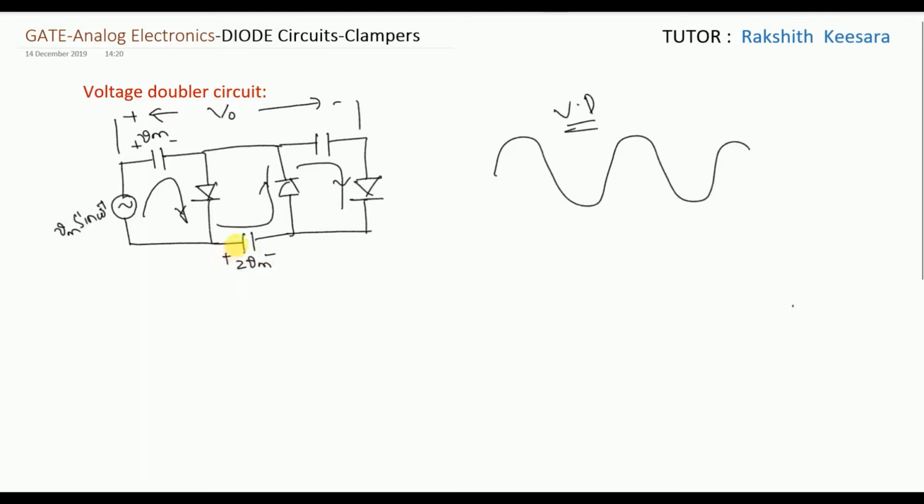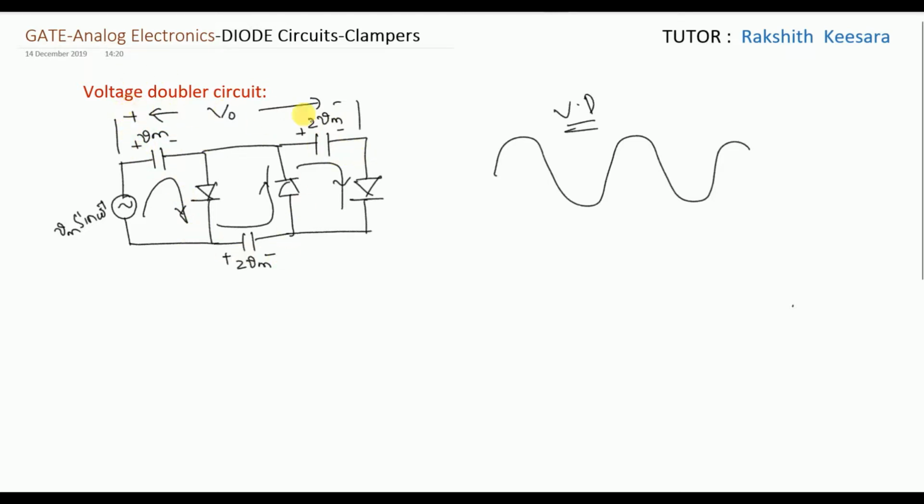Plus minus. Wherever the current is entering, it is the plus terminal. The remaining is the minus terminal. Next, it is going like this and it is entering in this manner. So this is plus, this is minus. This is also charged to 2 Vm. Only the first capacitor is charged to Vm, the remaining are all charged to 2 Vm.